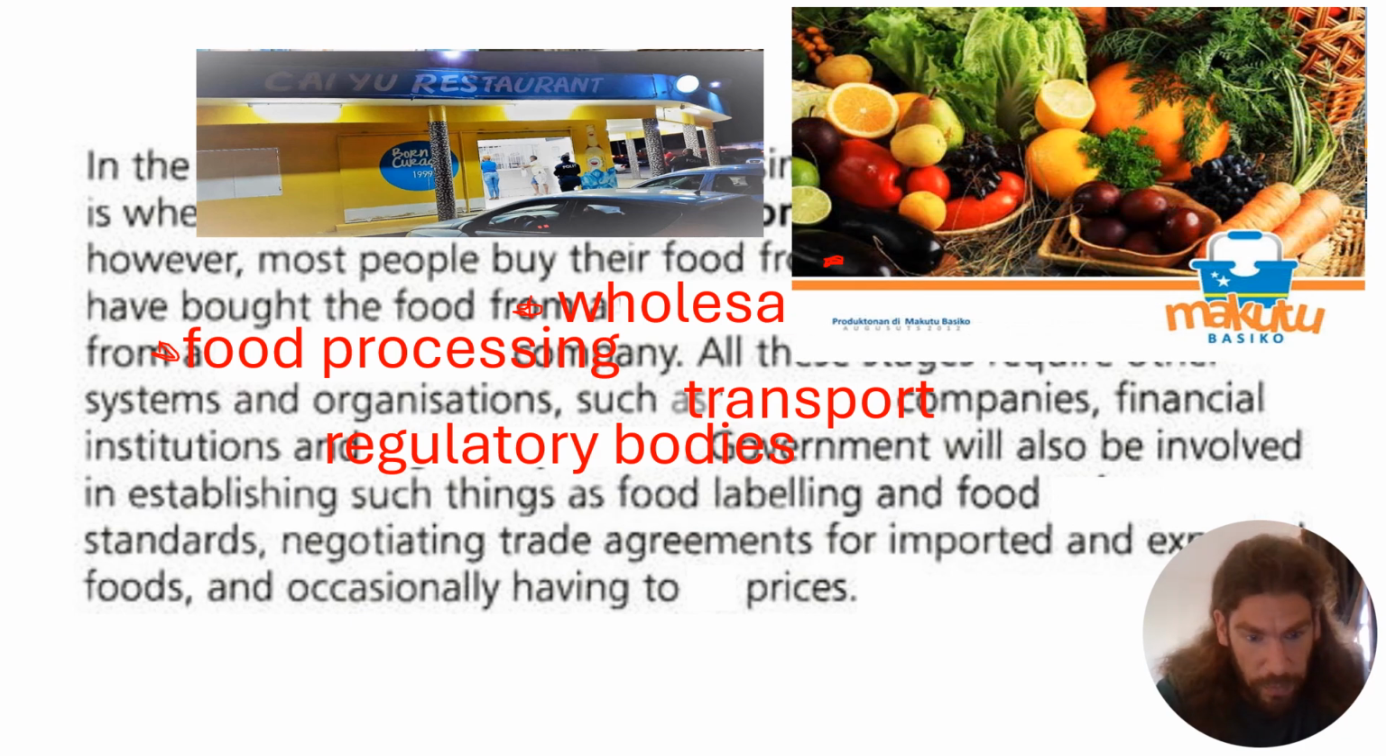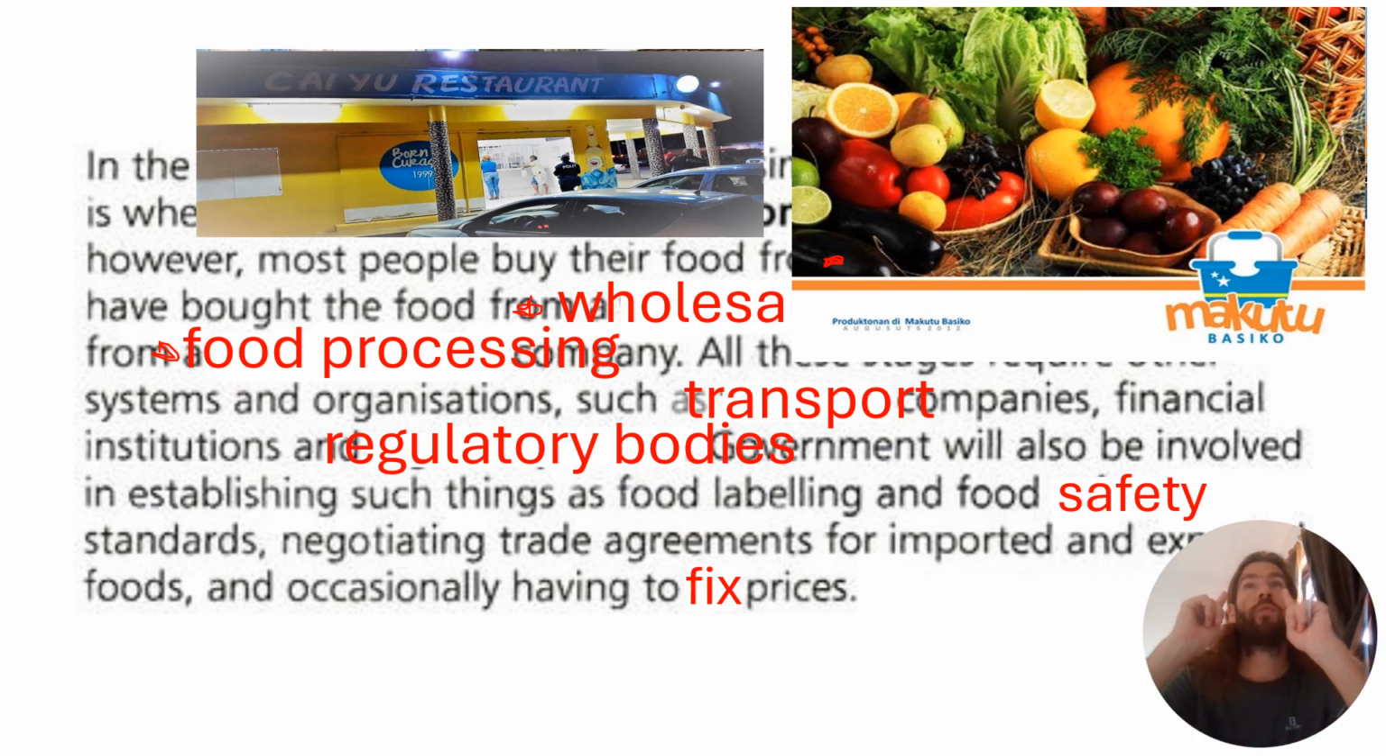But they are also involved in establishing such things as food labeling when it is produced and until what date it can be sold, and food standards, and negotiating trade agreements for imported and exported foods, and occasionally having to fix prices. We have the Voedselmand, and this also says, okay, this product can only be sold for this price maximum. The government tries to create a situation where the prices of the food don't go up too much, so normal people like you and me can still afford the food.